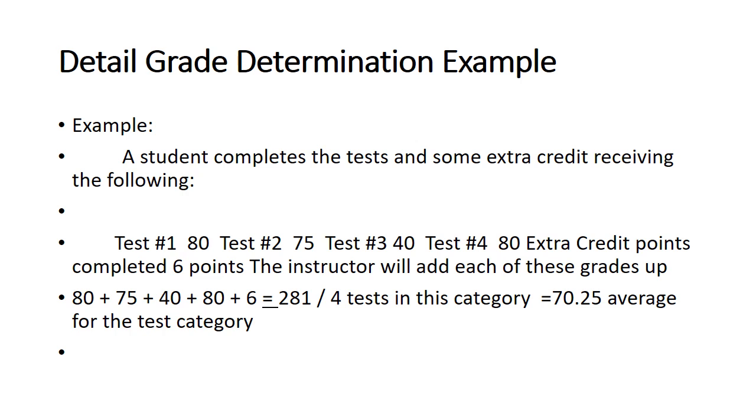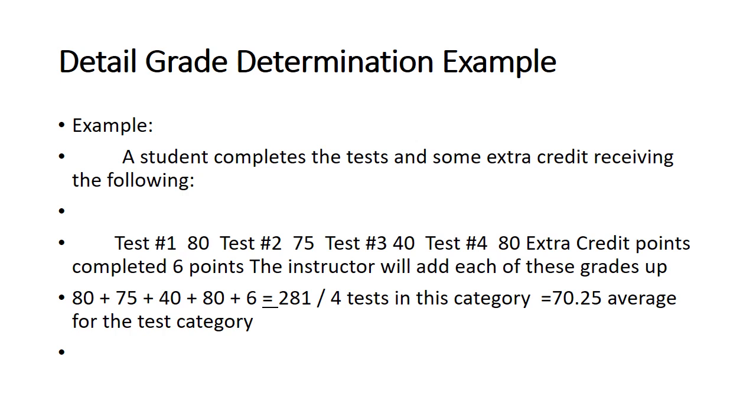Let's give an example here. Let's say your first 4 tests are those grades there. Test 1 is an 80, 2 is a 75, 3 is a 40, and 4 is an 80. And you did some extra points that totaled 6 points. What I do is this is the test category. So I add up each test score and your extra credit, 80, 75, 40, 80, and a 6, and that equals 281. I divide it by the 4 exams. So at any time you could see your test average. Add up the scores of your tests, divide by the number of tests. So this is a 70.25 average.